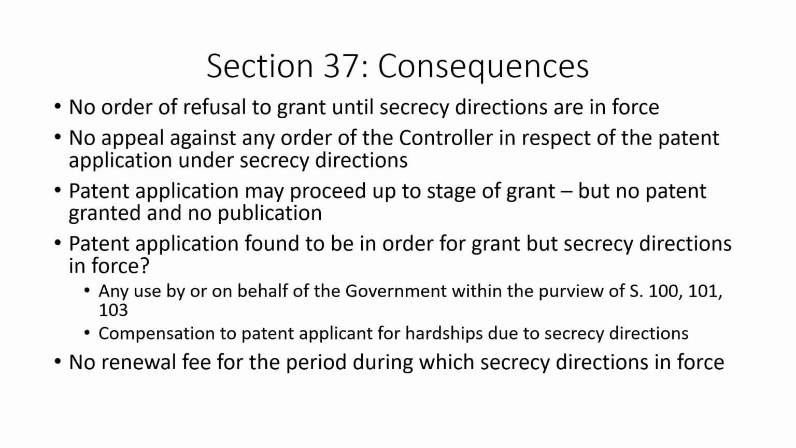The provision provides that the compensation could be decided based on the aspect of novelty and the utility of the invention and the purpose for which it has been provided. Section 37 also provides that no renewal fee is due for the period during which the secrecy directions are in force. So once the patent is granted, you need to pay annuity fee counted from the third year onwards. If the secrecy directions are in force, the patent applicant would not be required to pay the renewal fee for the period for which the secrecy directions are in force, starting from the third year onwards.